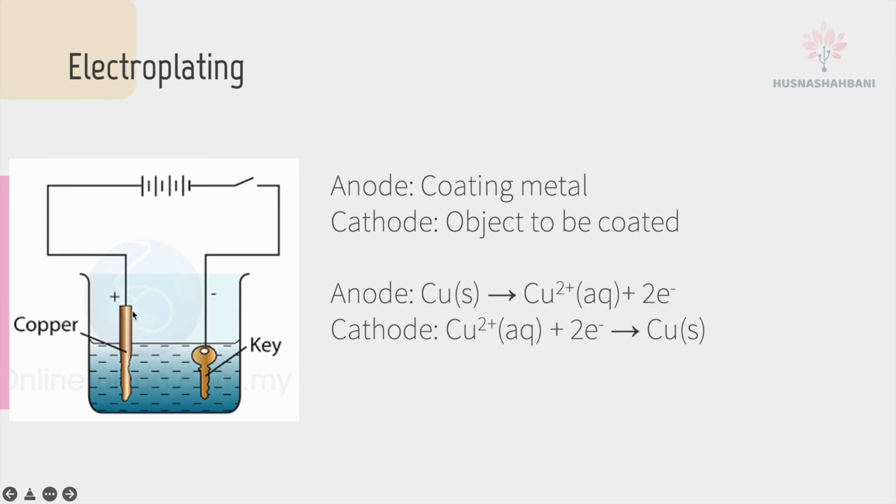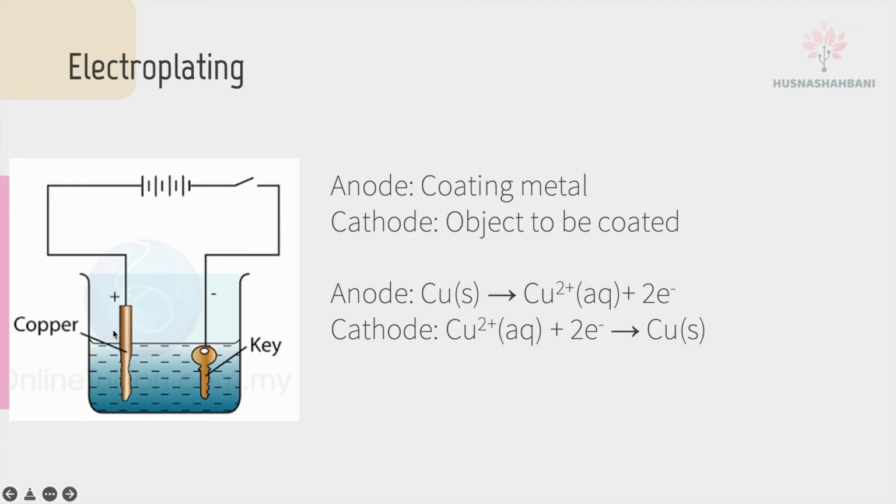So at the anode, the positive electrode, you put the coating metal, the one that you want to coat with. Here, we put the copper metal because we want to coat the key using copper. So we put the copper metal at the anode. At the cathode, the negative electrode, you put the desired object to be coated. That is how you do electroplating.